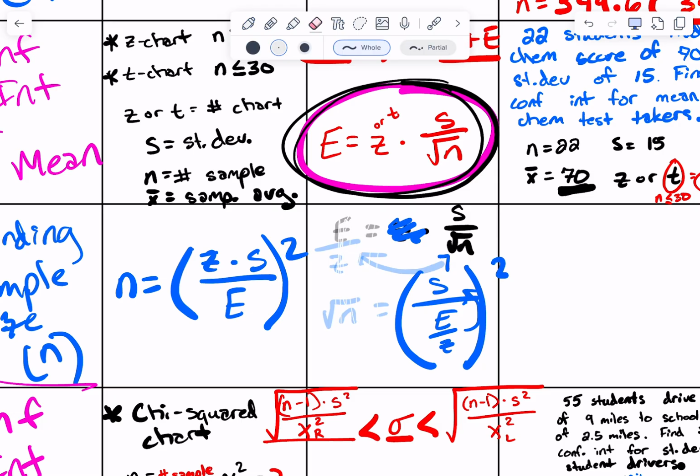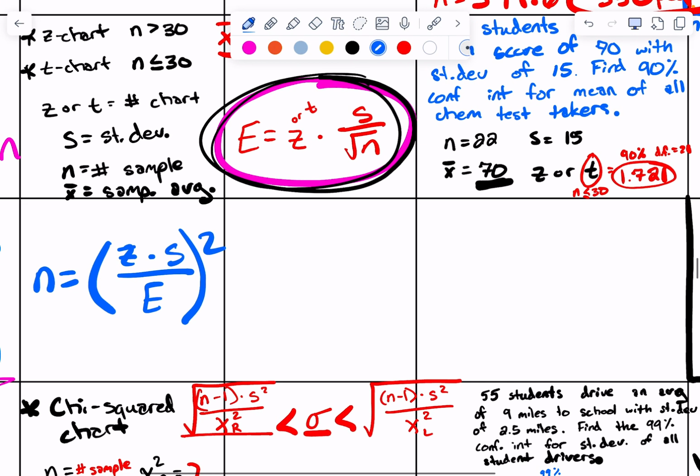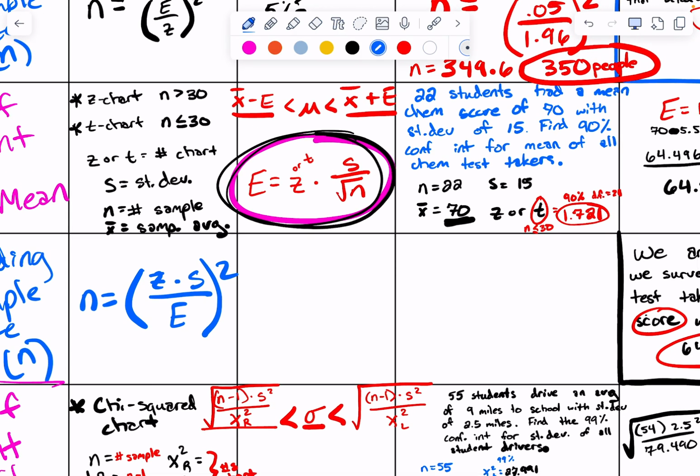I'm going to get rid of this now. That's all my work. Don't write that work down. There is the formula that you need to calculate the n. So you write that down in your little formula box. That is how you figure out what your sample size needs to be.